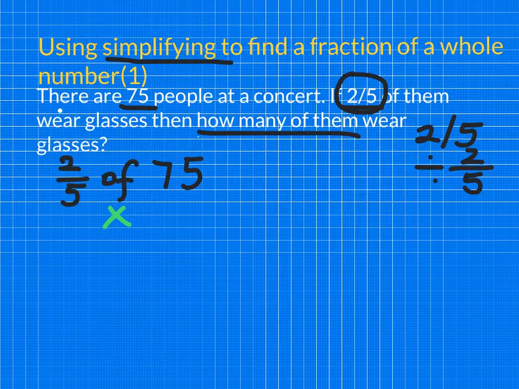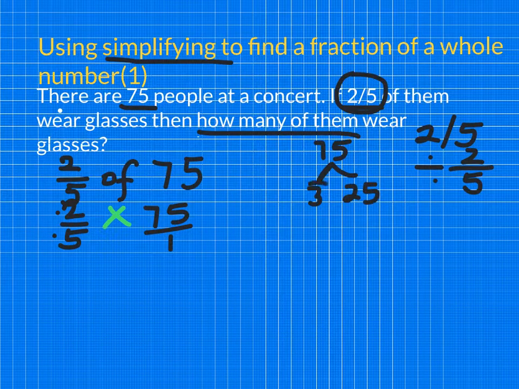So we've got 2/5 times 75. And 75 is like 75 over 1. So just as before, we find the prime factors of our numbers. 2 is prime, and 5 is prime. 75 isn't, so we need to find the prime factors of 75. So 75 can be said to be 3 times 25. 3 is prime, 25 isn't, 25 is 5 times 5, so we've got 5 times 5.